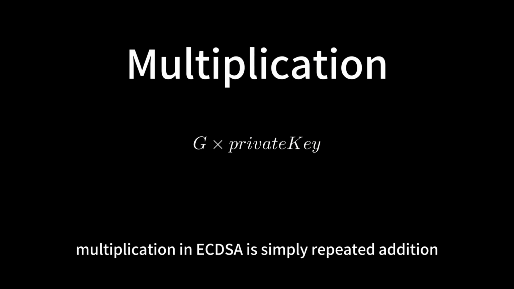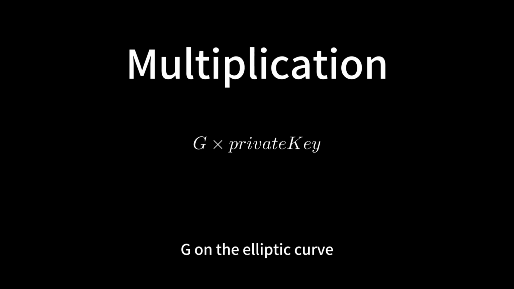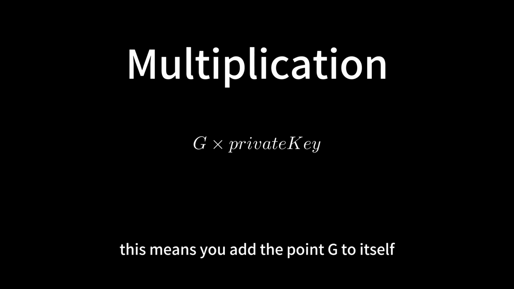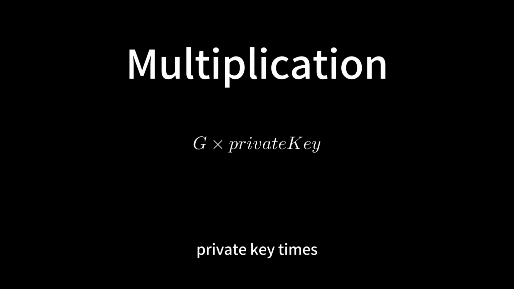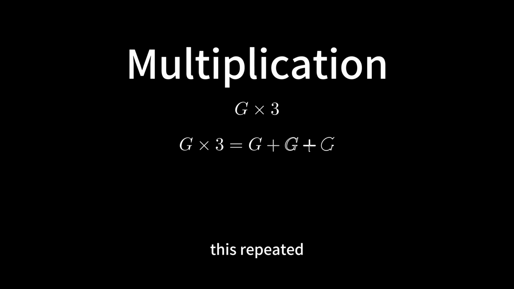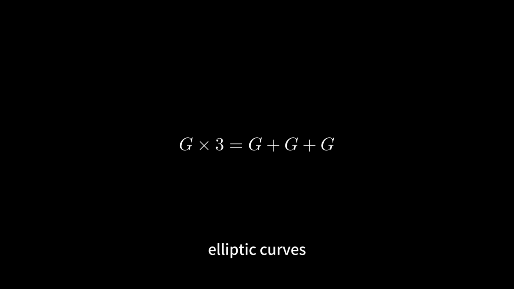Multiplication in ECDSA is simply repeated addition. We add a point to itself a specific number of times. Imagine you have a point G on the elliptic curve, and you want to multiply it by an integer private key. This means you add the point G to itself private key times. For instance, if private key equals 3, private key times G is equal to G plus G plus G. This repeated addition process is what we call multiplication in the context of elliptic curves.